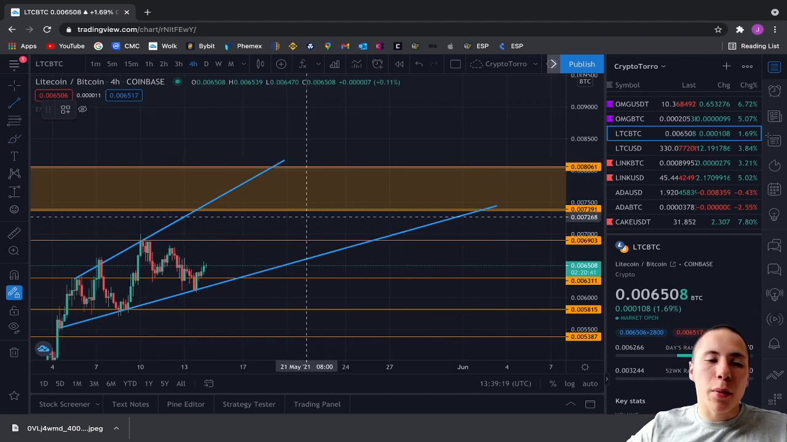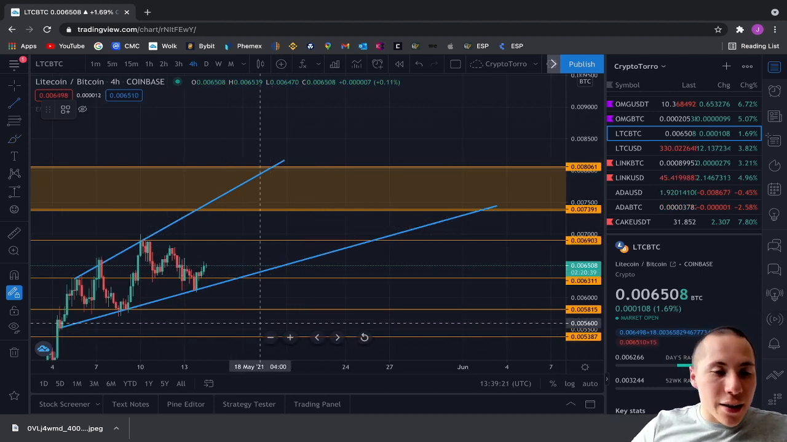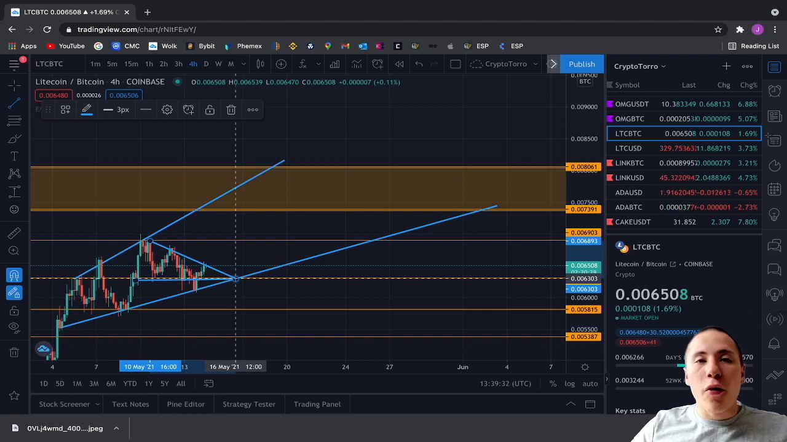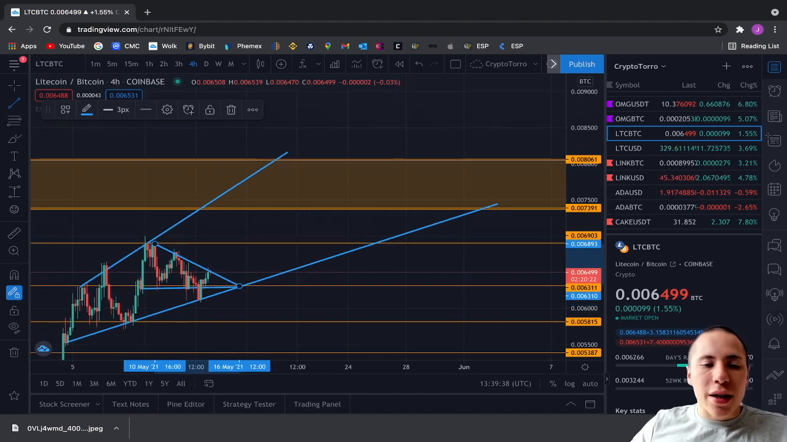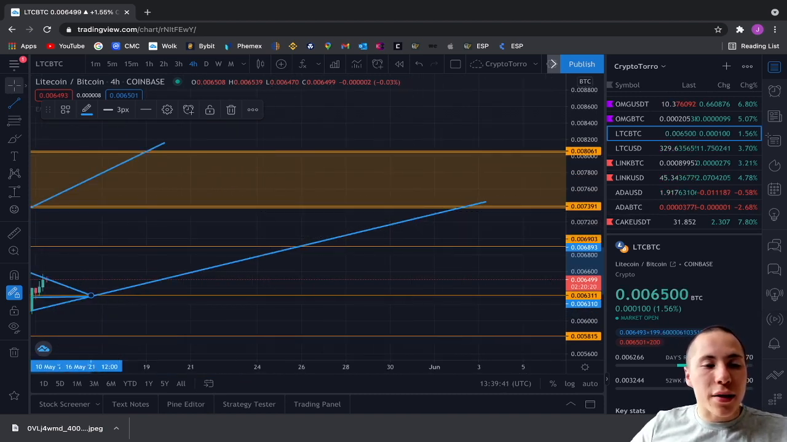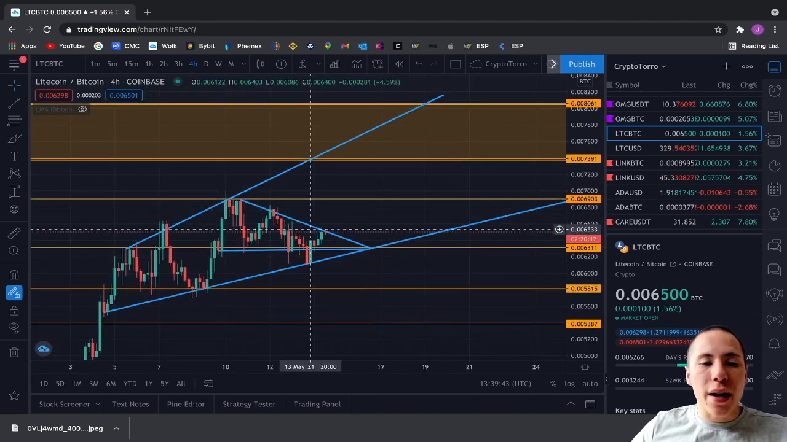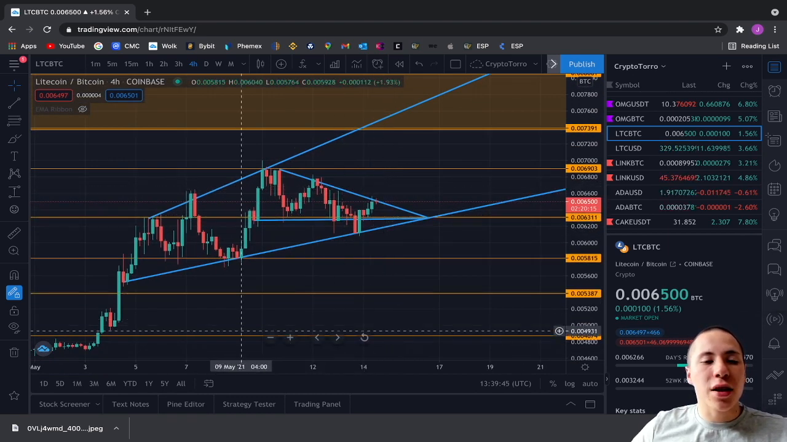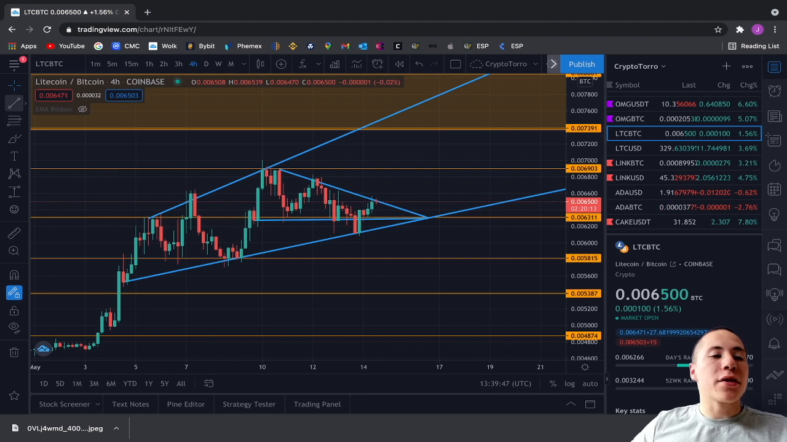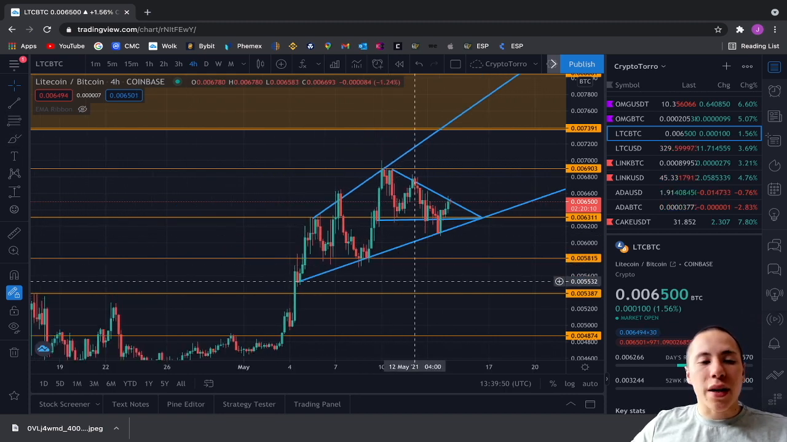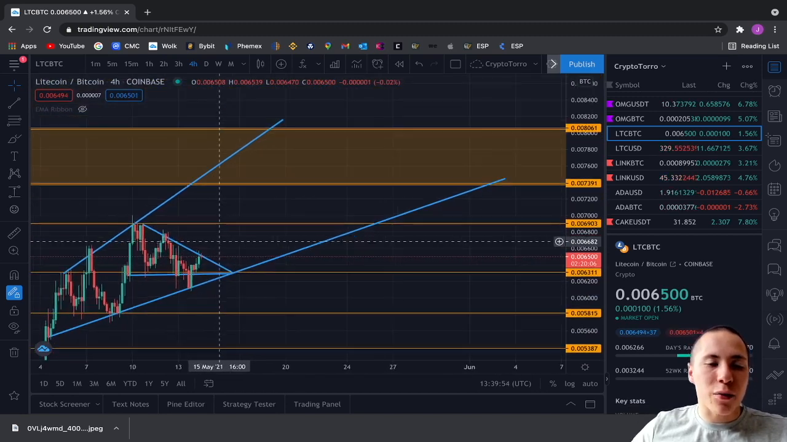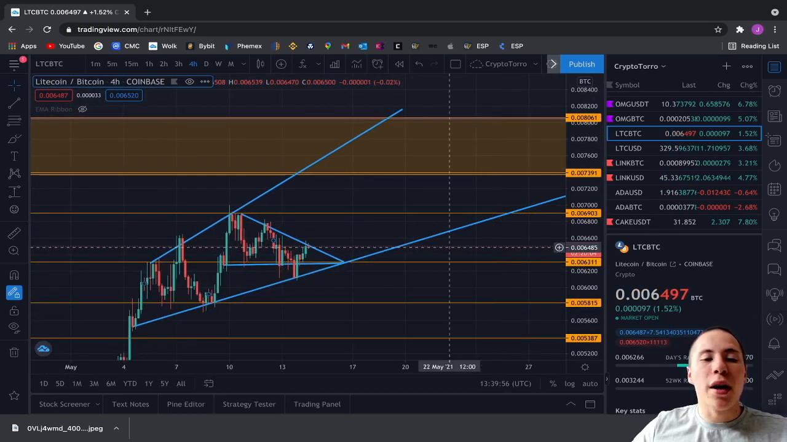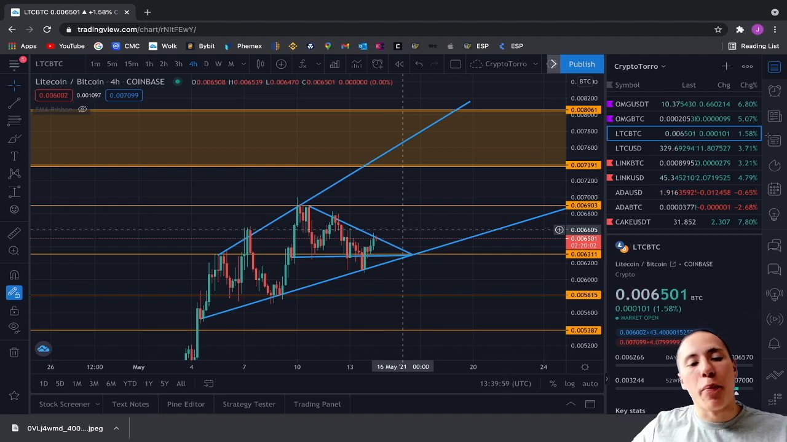And of course as well, some of you might have noticed that there is a small descending triangle over here on the Litecoin compared to Bitcoin chart. And yes, most of the time descending triangles tend to break out towards the downside, but right now I think it will be just a continuation pattern, especially because we have already seen multiple higher lows being created and also higher highs being created. And that's why I personally think that it will be not that probable that this descending triangle will break towards the downside.